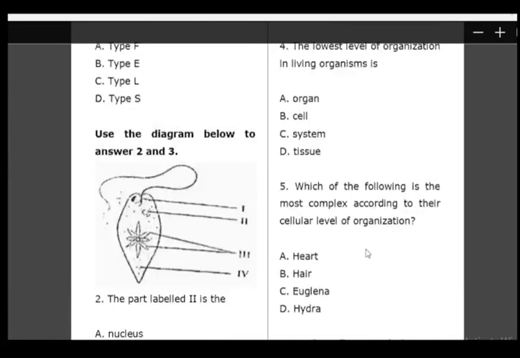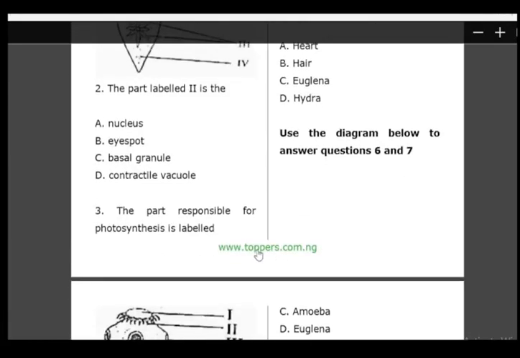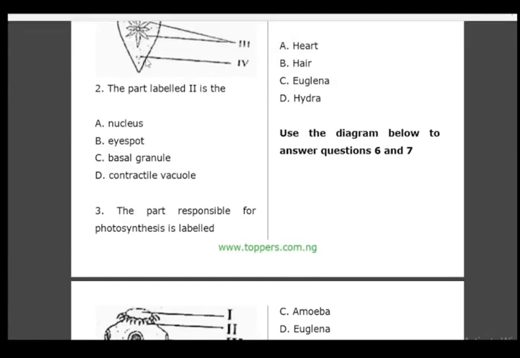Option B. Before we go further, the reason why I said the part that is labeled 4 is responsible for photosynthesis is because that part labeled 4 is the chloroplast, and the chloroplast is the part of the plant that is responsible for giving the plant its green coloration. Hence, it is responsible for photosynthesis. So that is the answer to question 3.